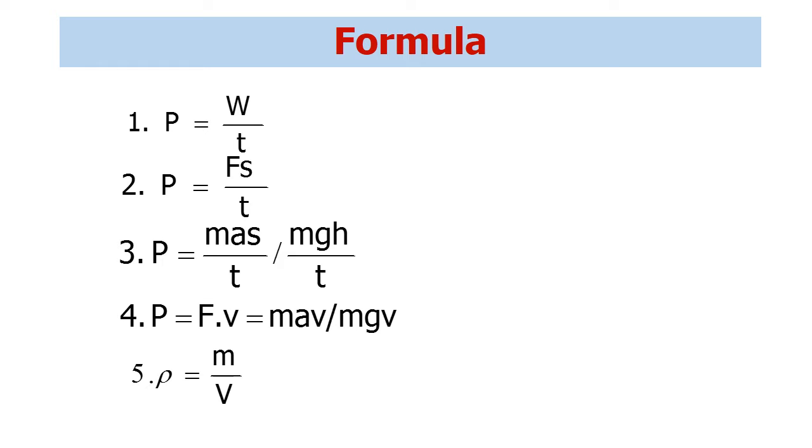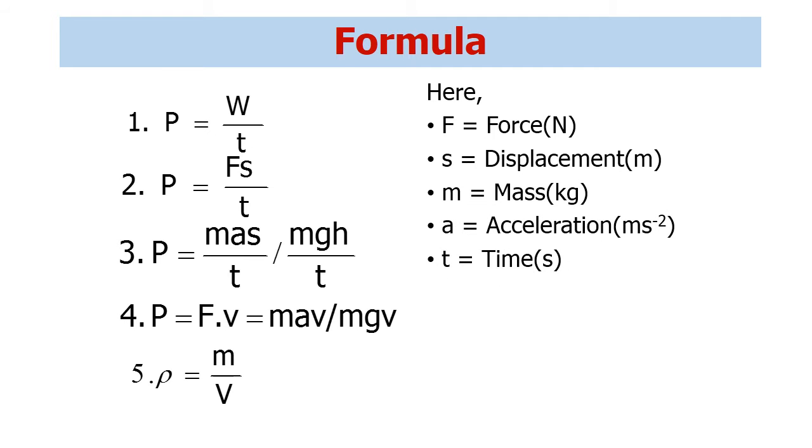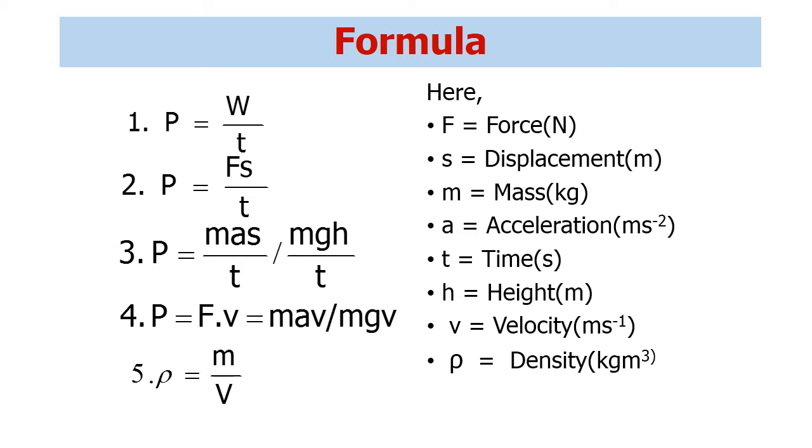Let us have a look at the significance of the quantities. Here F is force, whose unit is Newton, S is the displacement, unit meter, m is mass, unit kg, a is acceleration, unit meter per second square, T is the time, whose unit is seconds, h is height, unit meter, and v is the velocity, unit meter per second, rho is the density, and finally V is the volume.